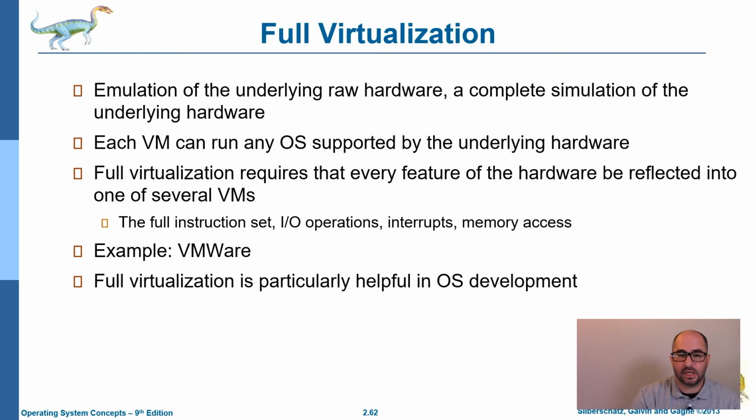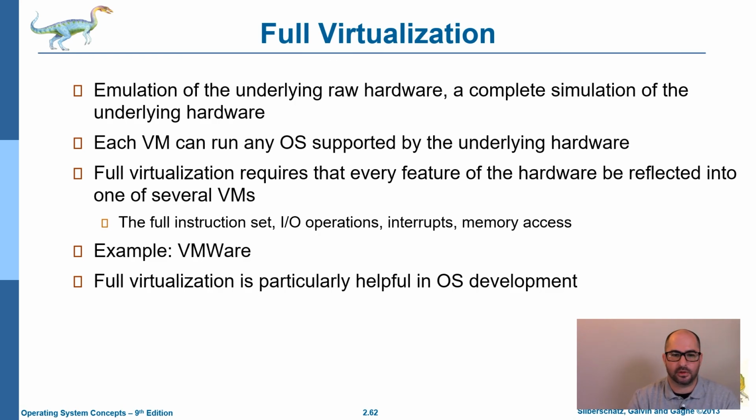When we fully virtualize, this is a system virtual machine. That's where we're virtualizing all of the hardware. And that means that any virtual machine can run an operating system that can support that simulated hardware. And so this means if you're simulating a processor, you have to provide the whole instruction set, all of the I/O operations, the interrupts, memory control. So VMware, VirtualBox, and there's one more I can't remember, are examples of that.